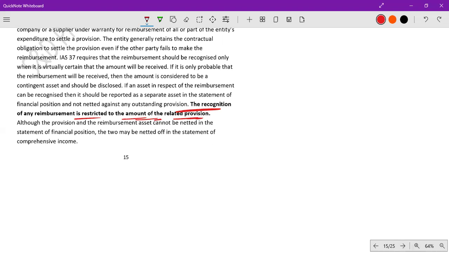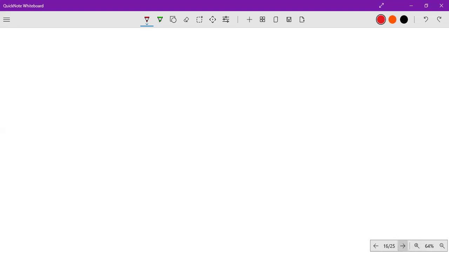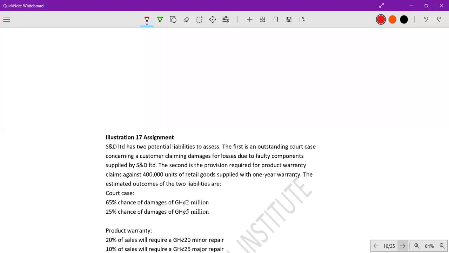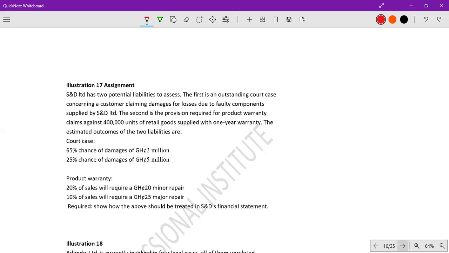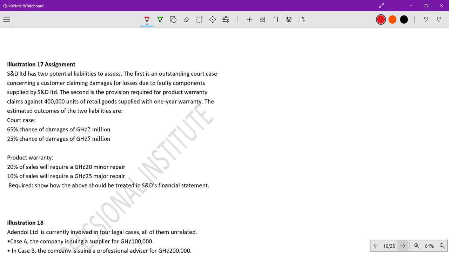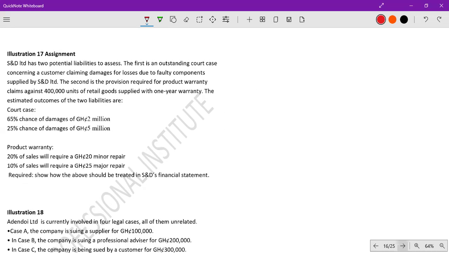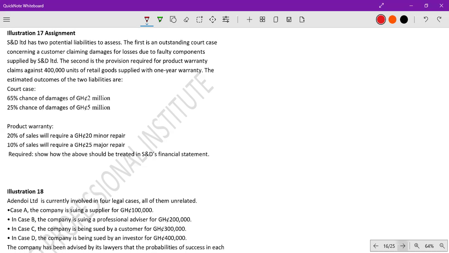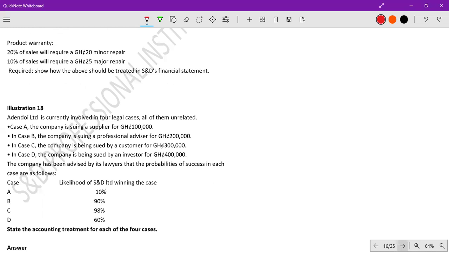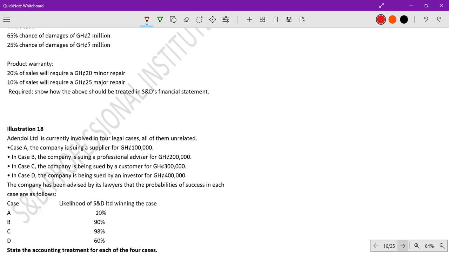Any question? If there is no question, we are done with IAS 37. Illustration 17 is your assignment. Please do it. So we didn't do illustration 15. What is illustration 15 about? We have skipped it. It's about the redundancy.